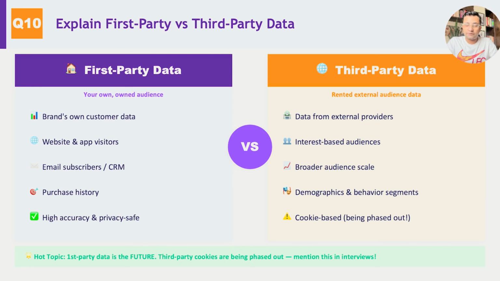We'll discuss the first party audience first. It is the brand's own or customers' own data. It comes from websites or CRM data, like from your email subscribers, people who visited your website or application. You already have the purchase history of these particular customers. It has high accuracy and it's privacy safe because it's your own data. These are your own customers. And third party data is data that you purchase from DMPs, or data management providers like Oracle. So this is data provided by external providers. It's interest-based audiences because they fetch these audiences from the internet. So it's a pretty large audience, but it's interest-based also.